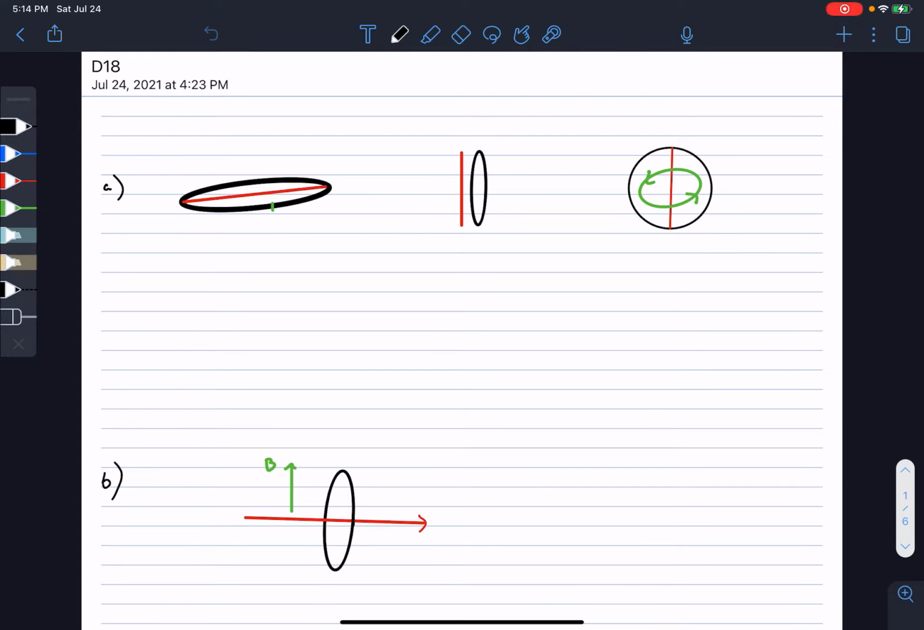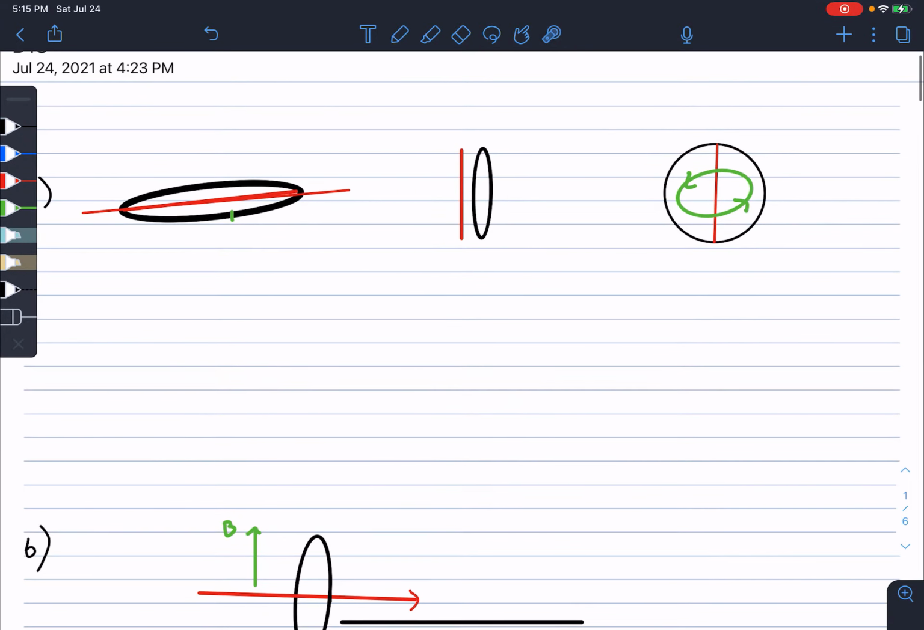Okay, problem number 5. We're told that we have a coil and we have a wire carrying a current. I guess for the sake of the problem, we can just lay it across the diameter of the coil, right? So what we're asked to find is the net flux going through the coil after we lay the wire across the diameter of the coil.